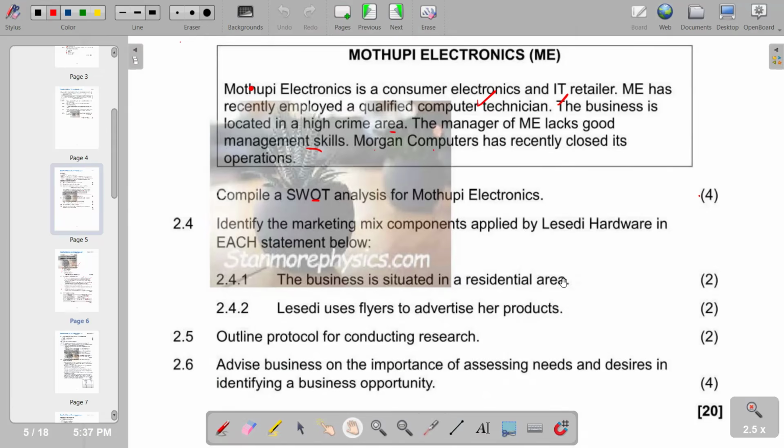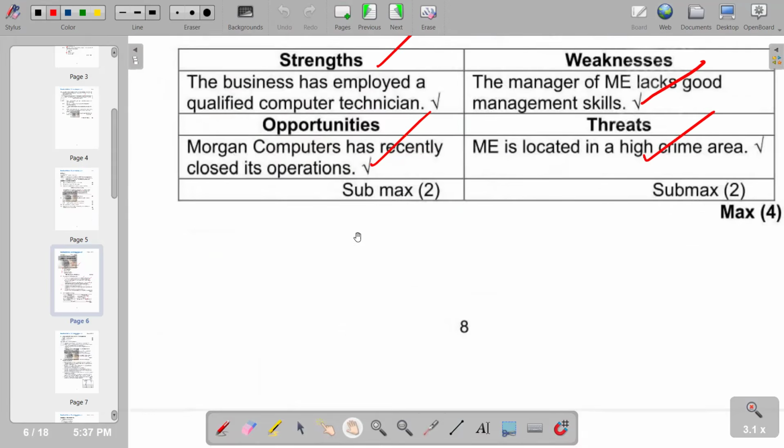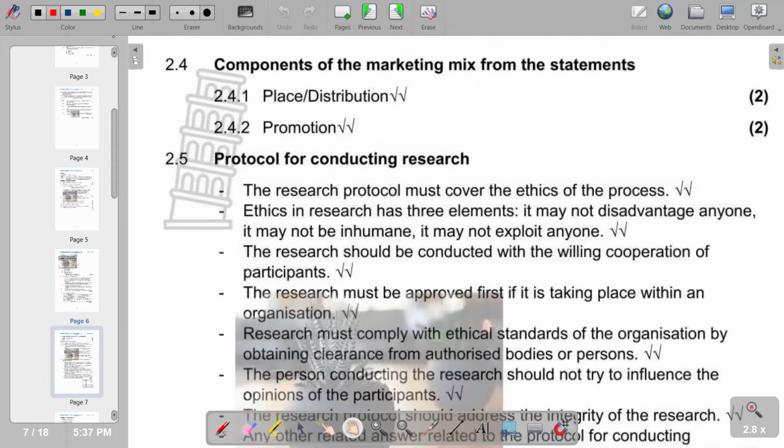Place or distribution. Then on 2.4.2, it uses flyers to advertise their products. So obviously, by advertising, this is promotion. So we have that stated in our answer section, whereby the first part is place, and the second part is promotion. Each one has 2 marks, as indicated on the marks allocation.